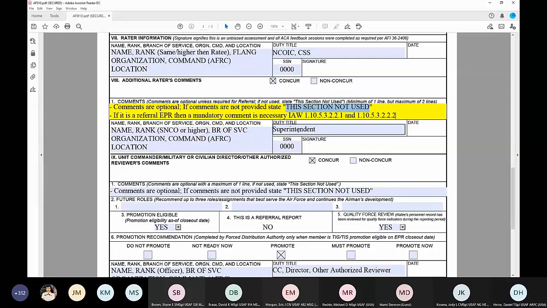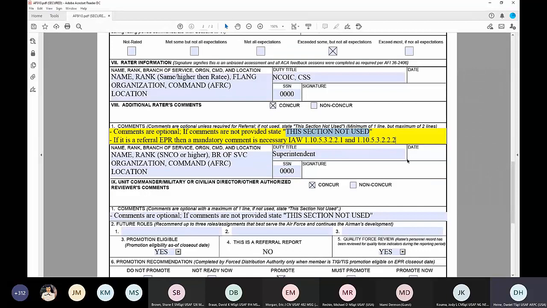They will put their duty title, their last four, and they will sign and date. They have to at least wait until the day or the day after the rater signs. So it has to be in sequential order for the dates that the evaluators sign the report.